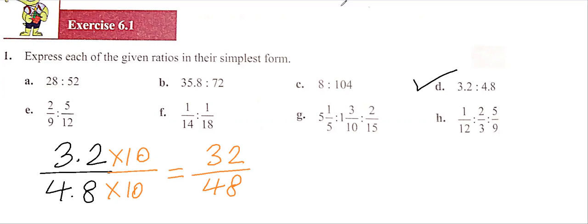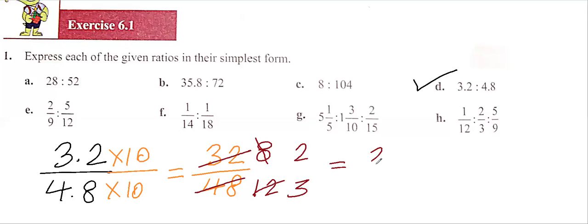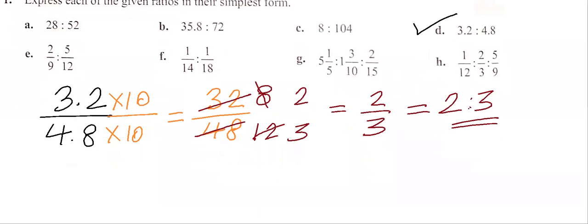Now here you can see that this 32 will be divisible by 8. No, let's first divide this 32 by 4. Correct? 4 8s are 32, and here 4 1s are 4, 4 2s are 8. Correct? This is again 4 2s are 8 and 4 3s are 12. So what is the simplest form of this ratio? 2 is to 3, and this can be written as 2 is to 3. This is the answer.